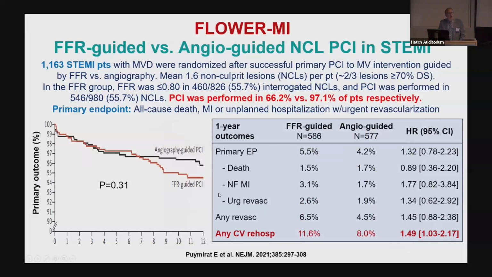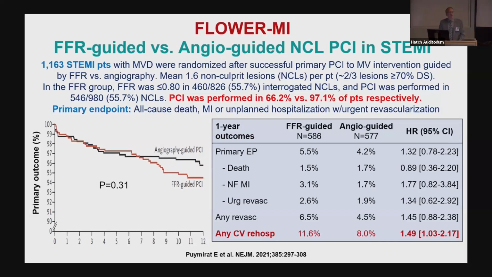Now, in the FLOWER-MI trial, which to me was actually the most interesting study of all, these were all patients with STEMI. So these are the hottest patients, who have the most background vulnerable plaques. I will talk about that a little bit in 10 minutes, but you heard about that from Jagat. And here they took 1,163 patients with recent STEMI, successfully treated by primary PCI, and then they had background intermediate and multivessel disease lesions.